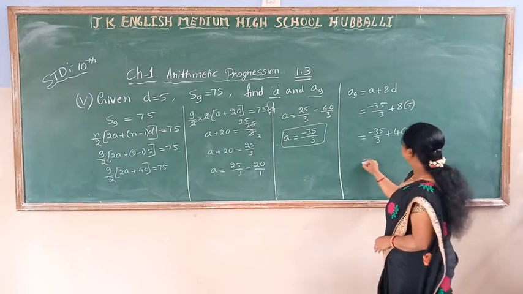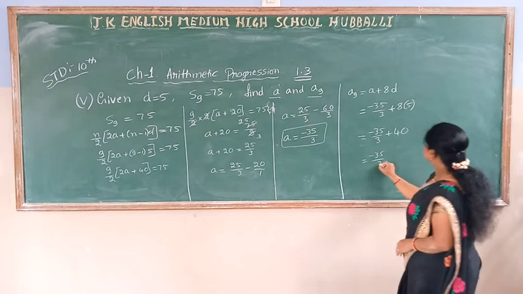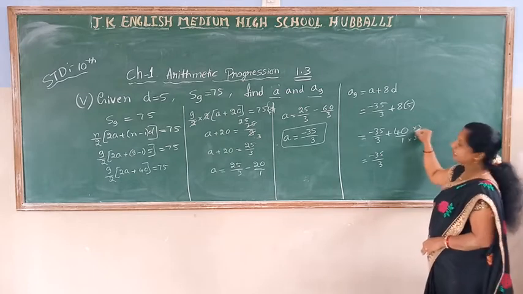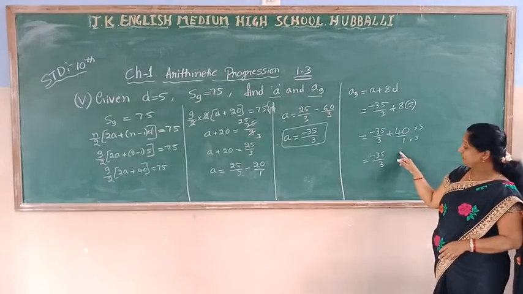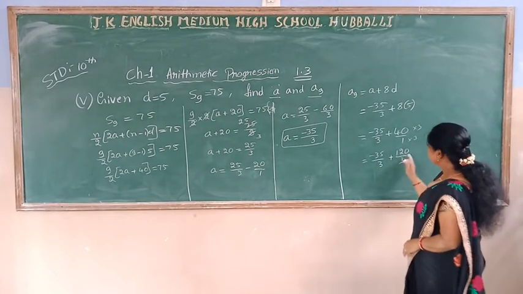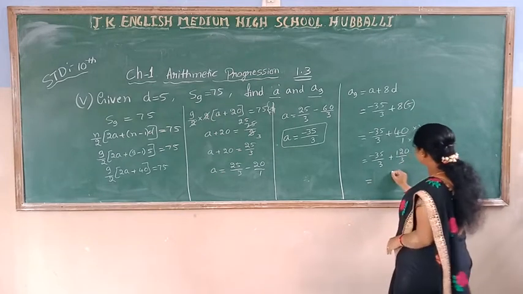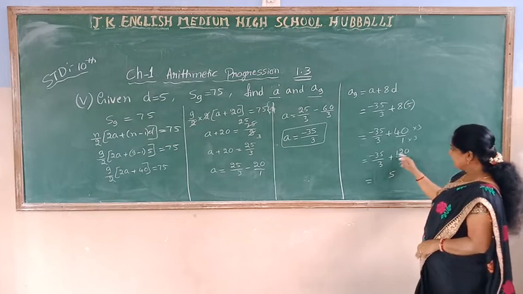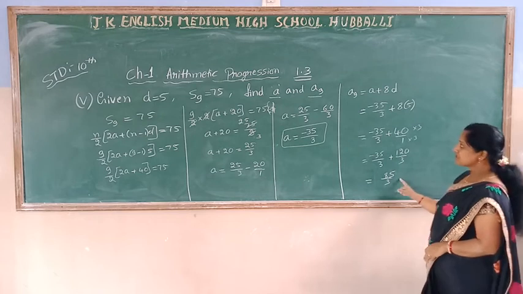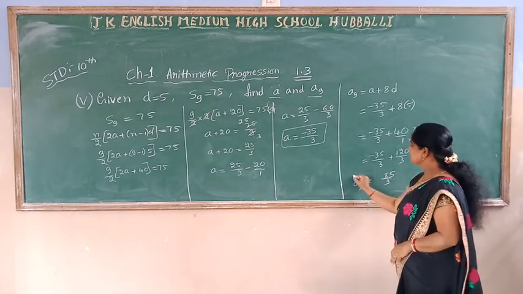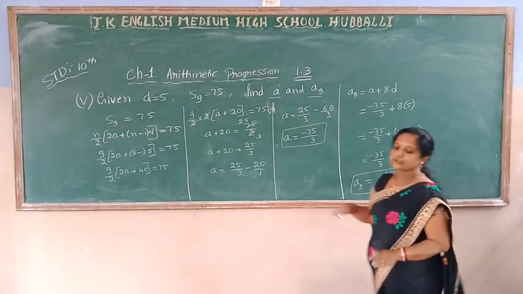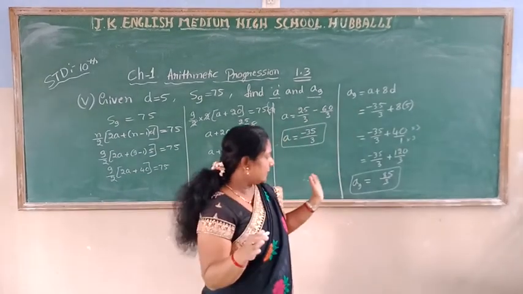Then take LCM. Minus 35 by 3, and 40 is understood as 40 by 1. I can make the denominator the same: multiply both numerator and denominator by 3, then it becomes 3 4s are 12, 120 by 3. So you subtract in this: 10 minus 5 is 5, 11, 11 minus 3 is 8, that is 85 by 3. So this is the value of the 9th term. This is the value of the 9th term, because 85 is not fully divisible by 3. So the 9th term of the AP I got as 85 by 3.